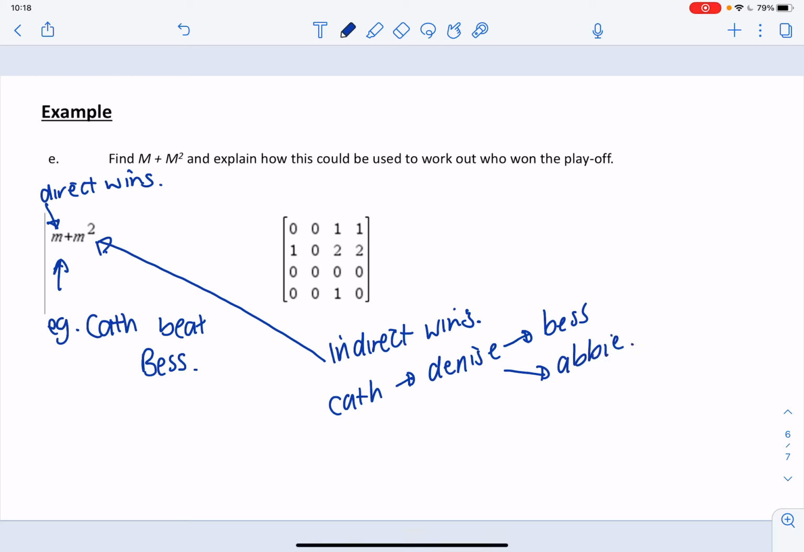And then what we've done is we've just added them together. So although Kath and Denise both had 2 direct wins, summing the columns M plus M squared, so let's add them downwards. So we've got 1, 0, 4, and 3. Tells us that Kath had a total of 4 direct and indirect wins. Denise had 3 direct and indirect wins. Based on this, Kathy has dominance and should be declared the winner. So this is Kathy here. Column C. So we do M plus M squared, and that'll tell you in that column who should be the winner.